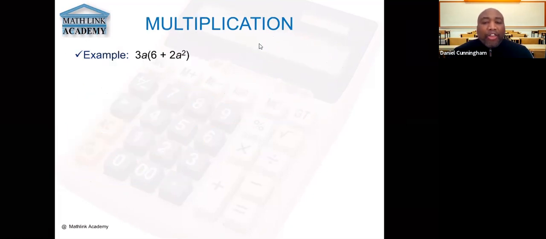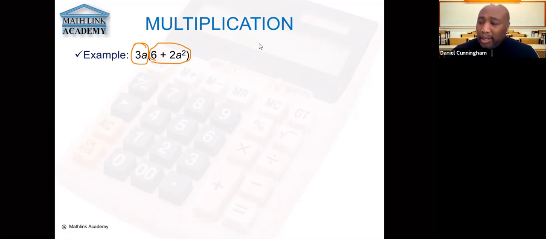Now let's look at another way of multiplying algebra expressions. How do we know that this is multiplying algebra expressions? Because we have a 3a times, this has 2 terms, look at that, times 6 plus 2a squared. How do we know we're multiplying? Because we have a 3a, then we have that parentheses. That parentheses is helping us out. We're multiplying that 3a to 2 terms in that one expression.